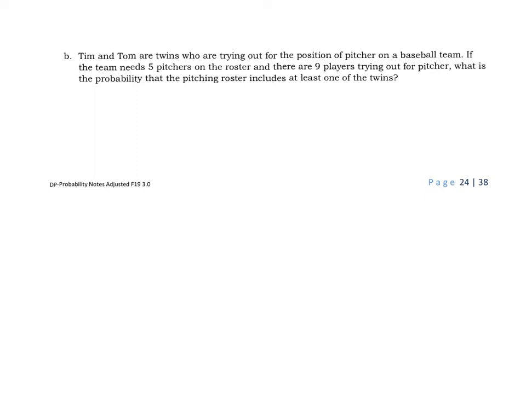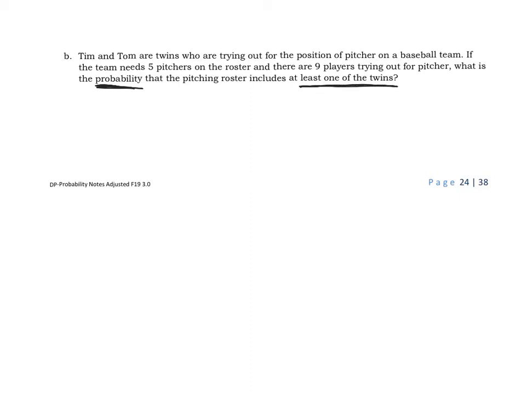Probability, example 32b. Tim and Tom are twins who are trying out for the position of pitcher on a baseball team. If the team needs 5 pitchers on the roster and there are 9 players trying out for pitcher, what is the probability that the pitching roster includes at least one of the twins?